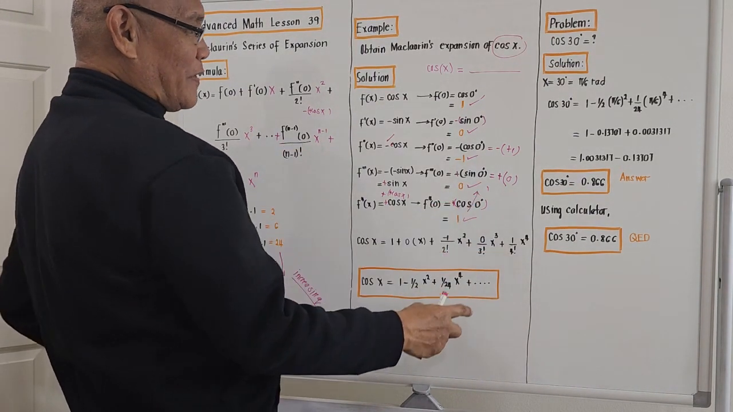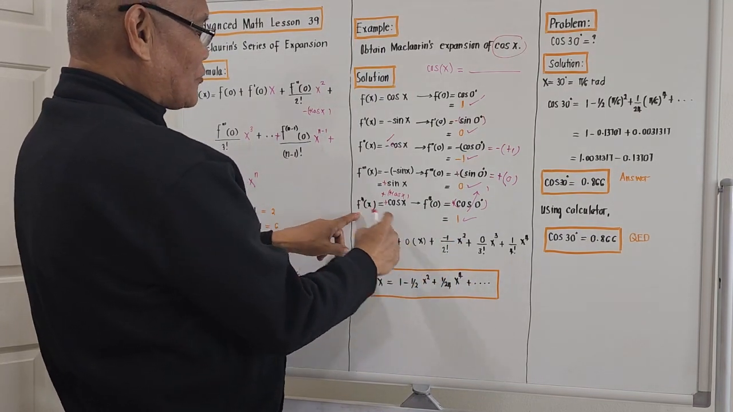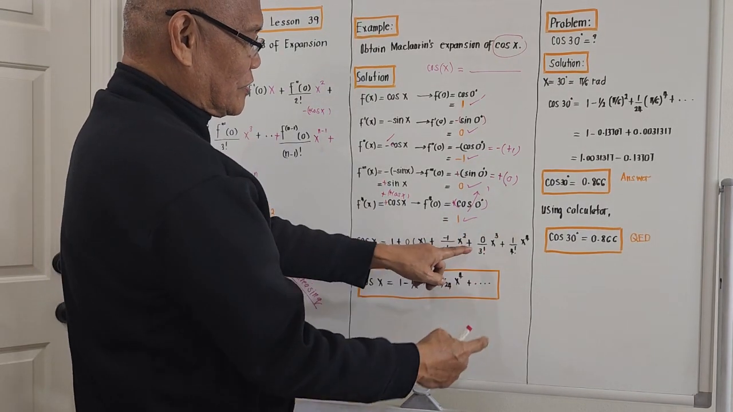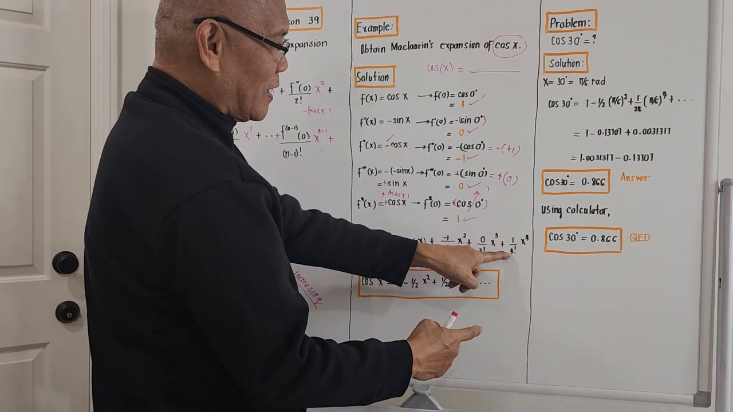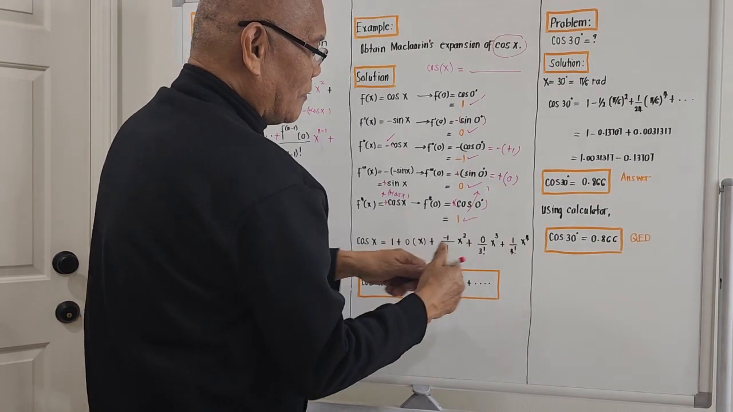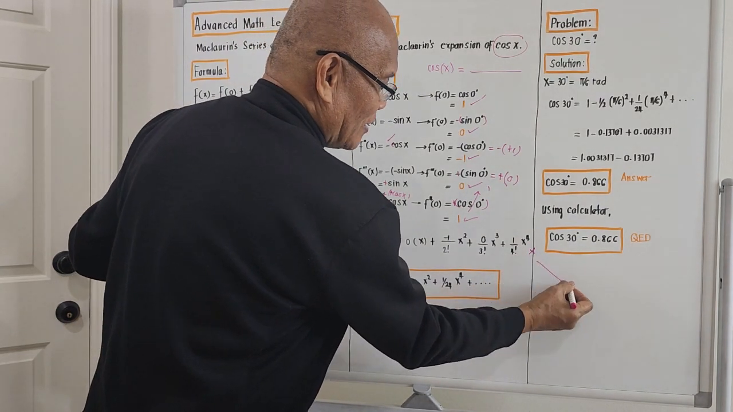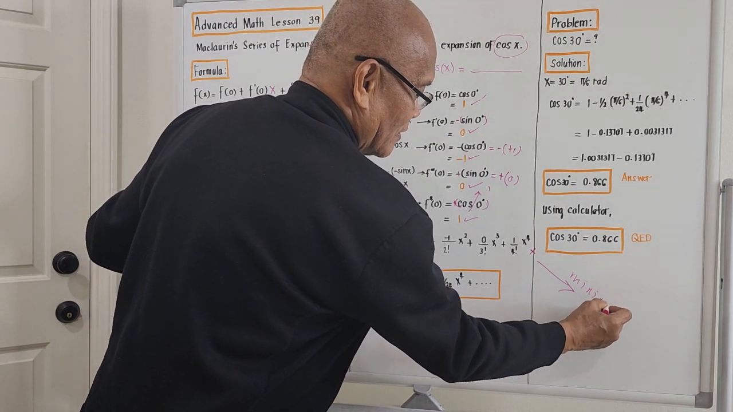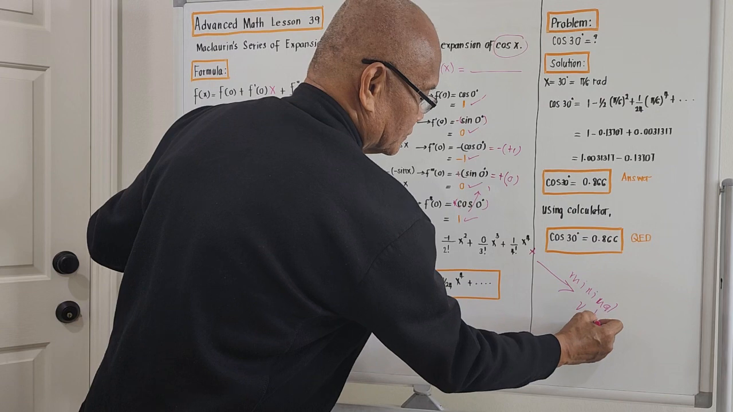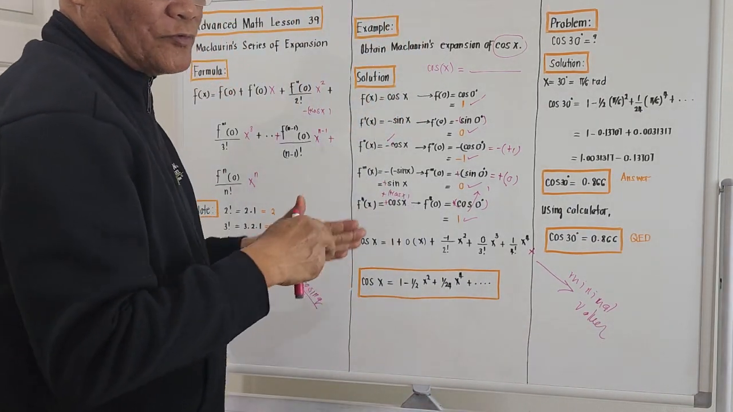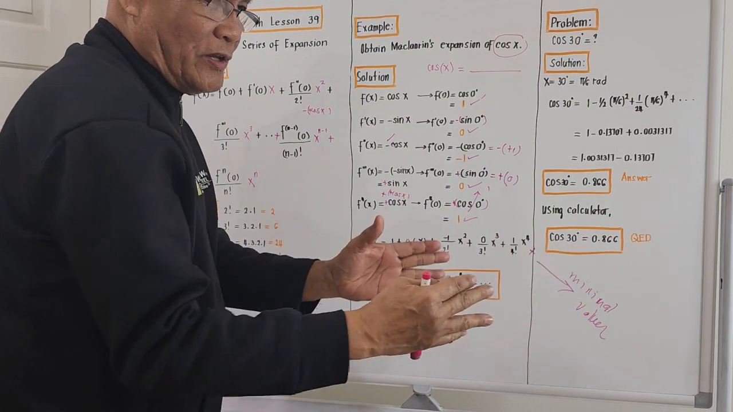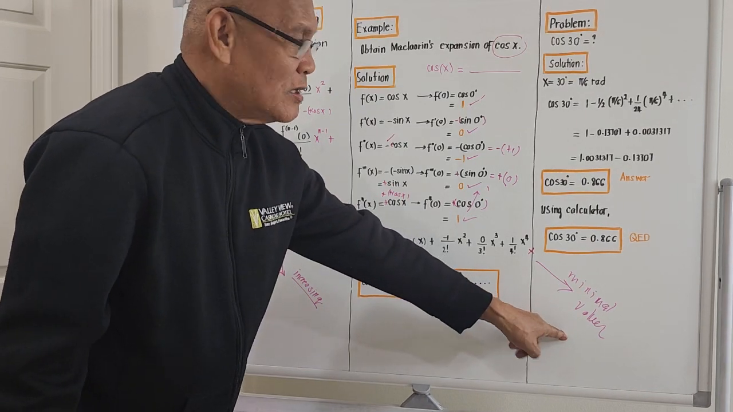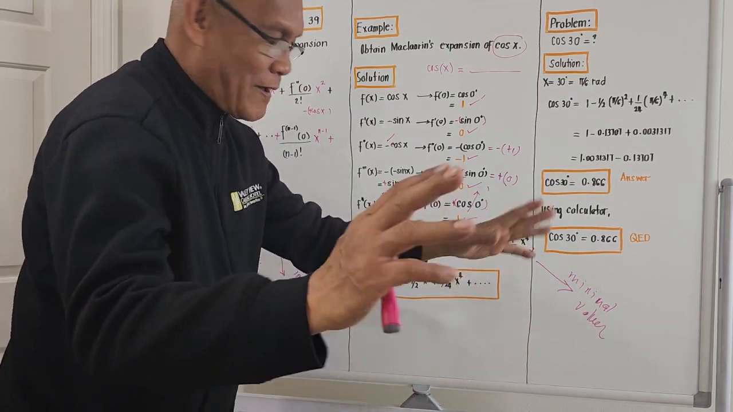The fourth one: f to the fourth of 0 is actually 1, so this is 1 over 4 factorial, times x to the fourth, plus some minimal values. These are minimal values already, with minimal effect. If you go to f to the fifth, f to the sixth, and include them in the solution, the effect will be minimal. That's why I place it here, plus some minimal values. So if we stop at x to the fourth, that will be fine.